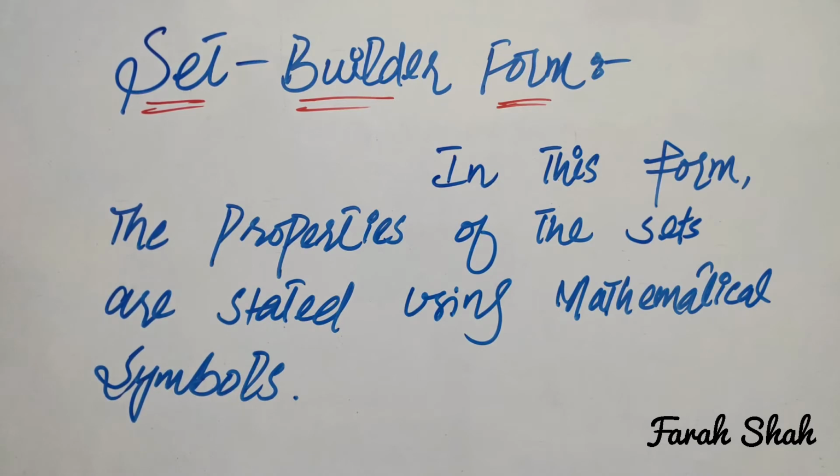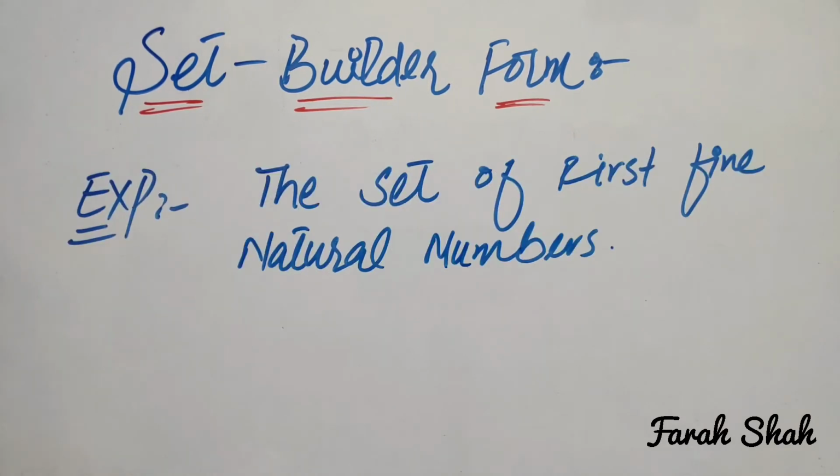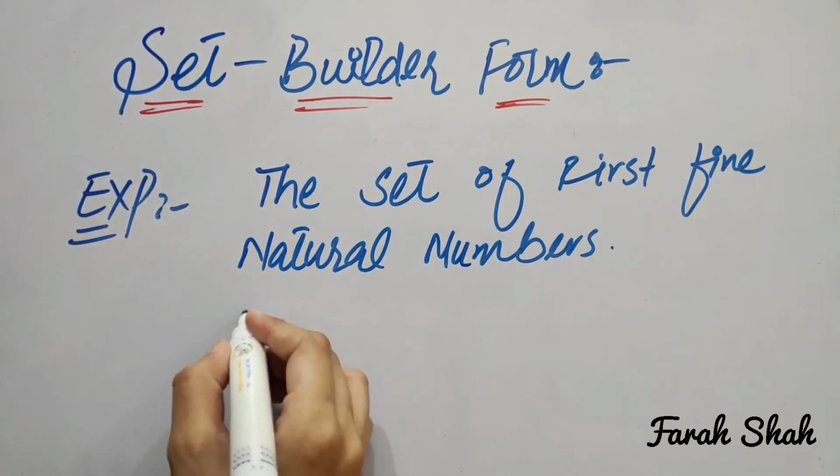In set builder form, the properties of the set are stated using mathematical symbols. We do not write all of the elements in this form. A variable x is specified for the elements of the set. It is not necessary to use only x, you can use y, z or any lowercase letter. Now I will write the previous example in set builder form. Like tabular form, the braces are used in this form as well.